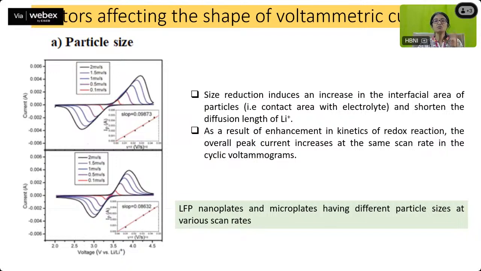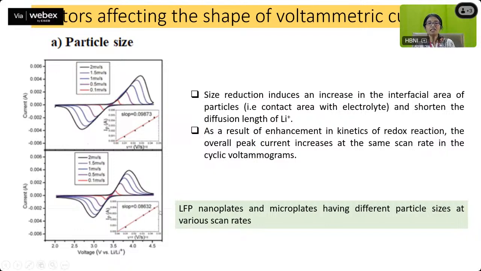So what are the factors which affect the shape of voltammetric curves? One is the particle size. Size reduction induces an increase in the interfacial area of the particles. That is, the contact area with the electrolyte increases and the diffusion length shortens. As a result of the enhancement in kinetics of the redox reaction, the overall peak current increases at the same scan rate in the cyclic voltammograms.